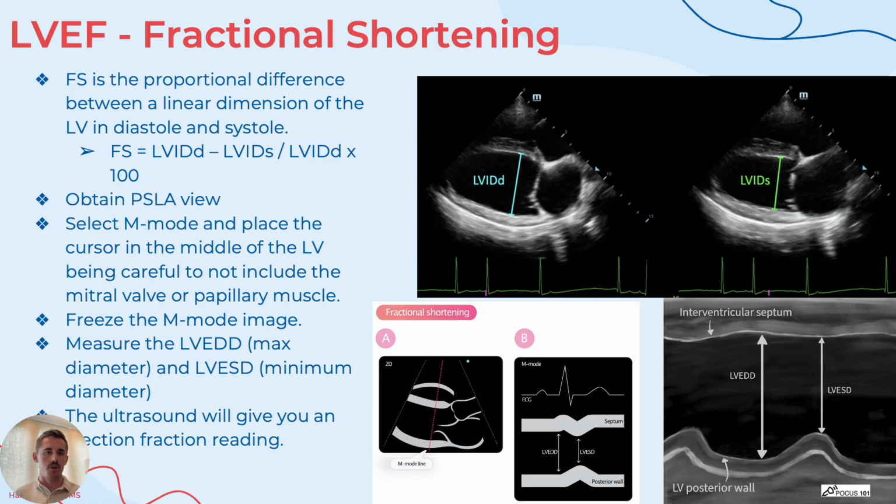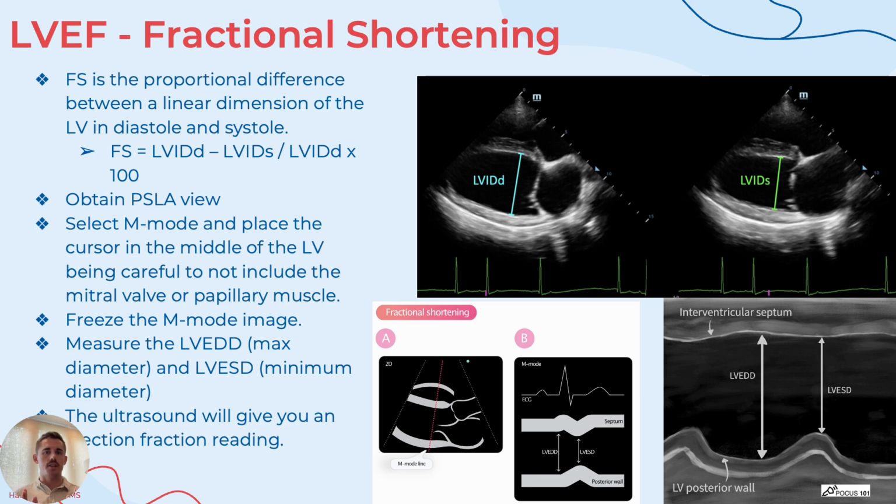So how we're going to find this view is we're going to be in the parasternal long axis view, selecting M mode and placing the cursor in the middle of the left ventricle, being careful not to include the mitral valve or the papillary muscle. We're going to be freezing this in an M mode image, so M for motion, looking at the motion capture under the ultrasound transducer where things are moving, and then measuring the left ventricular end diastolic diameter and the left ventricular end systolic diameter.